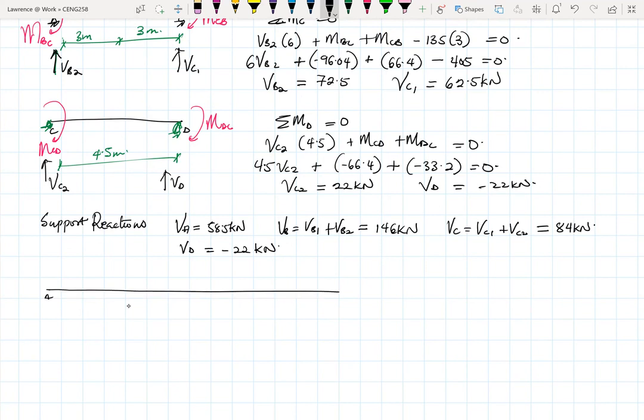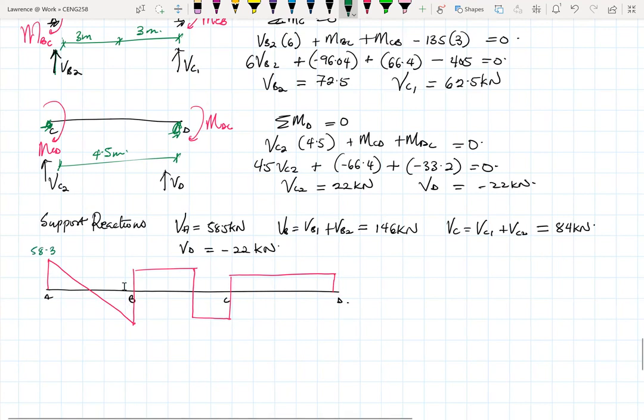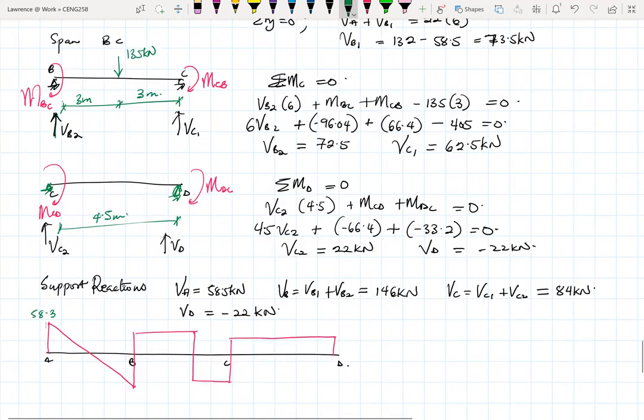So this is A, B, C, and D. Our shear force diagram takes this form. It goes up again, and it comes this way. I'm going to put the values on top of it. So this is 58.3. Here's 73.5. This is 72. Oh, this should have gone up a little bit. Sorry, let me just correct it.